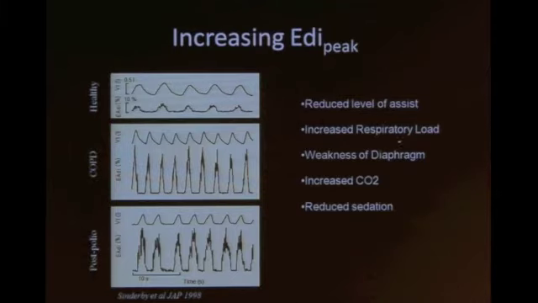So what else do you think can make the diaphragm EDI peak go up? Reduced level of assist, increasing the respiratory load, weakness of the diaphragm, increased CO2, reduced sedation, and there's probably many more. I just wanted you to get a feeling about that signal and what makes it go up.